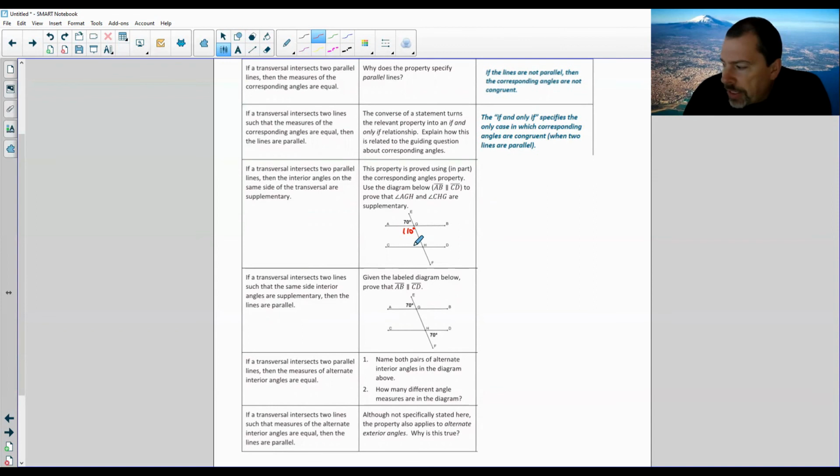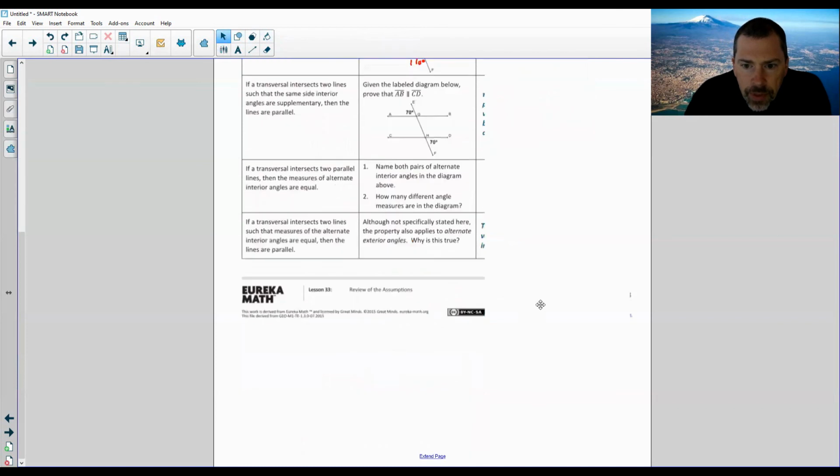And then coming down to here, we just proved in the prior that these are supplementary. So this has to be 70 degrees because same side interior angles are supplementary. It says it right up here. And then linear pairs, this has to be 110 degrees. Okay, so this says the measure of angle AGH, I think it said.